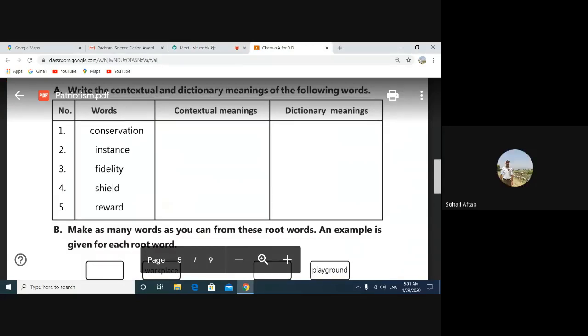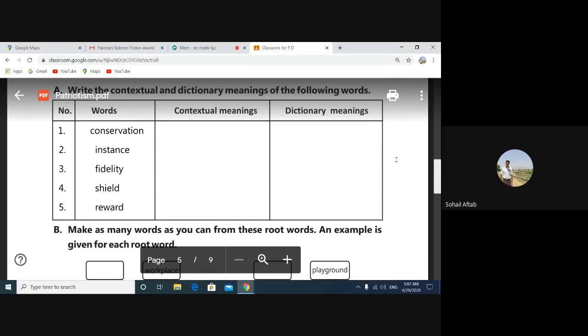Gentlemen, in our last lecture, we covered questions and answers, and today we'll try to do some other part of the exercise from lesson number 2, patriotism. I'm sure you can see my screen. Is it so? Yes, sir. Okay, fine. So this is something which we will cover today and some other parts. A part reads, write the contextual and dictionary meanings of the following words.